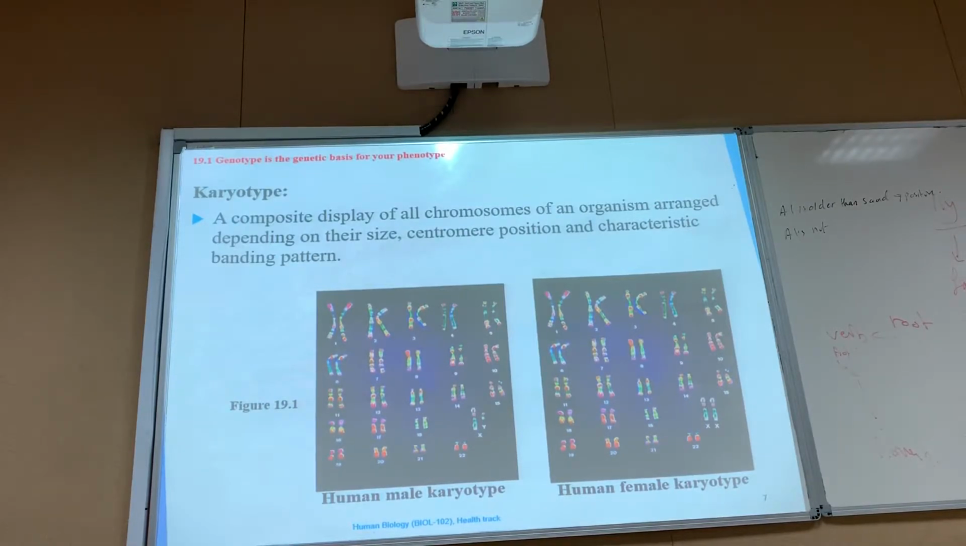Alright, so the karyotype shows the chromosome numbers and arrangement and characteristics such as the position of centromeres. You see sometimes centromeres are in different positions. So it's a very good tool to understand genetic diseases in humans.